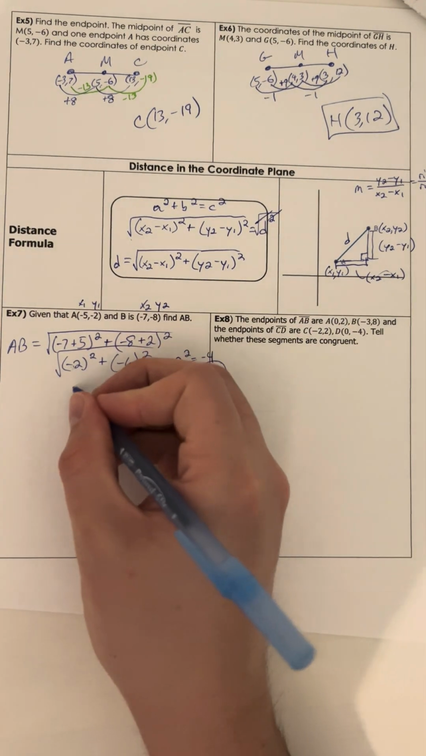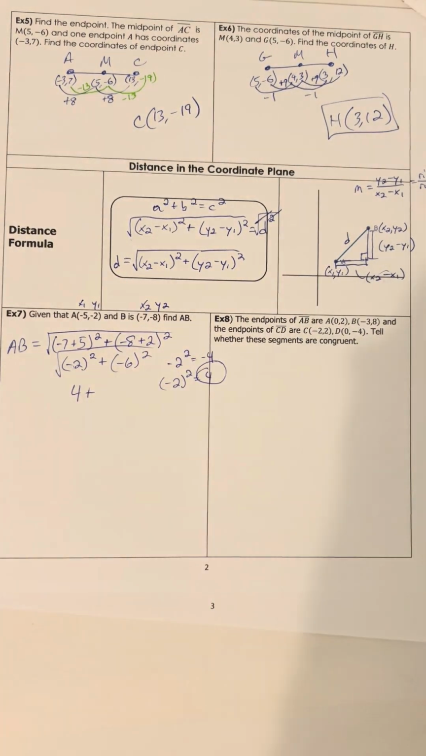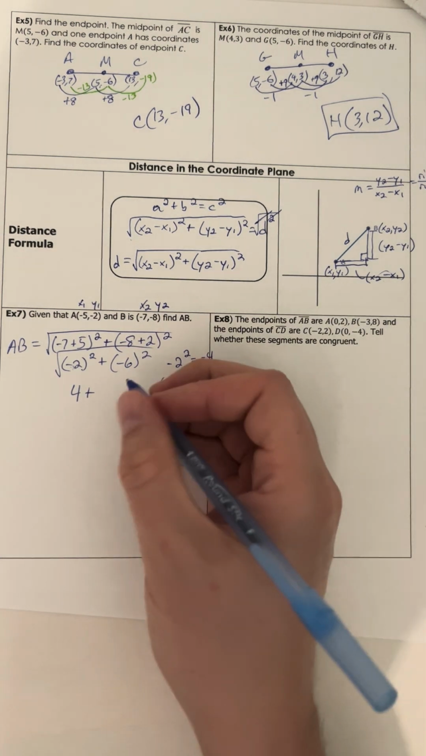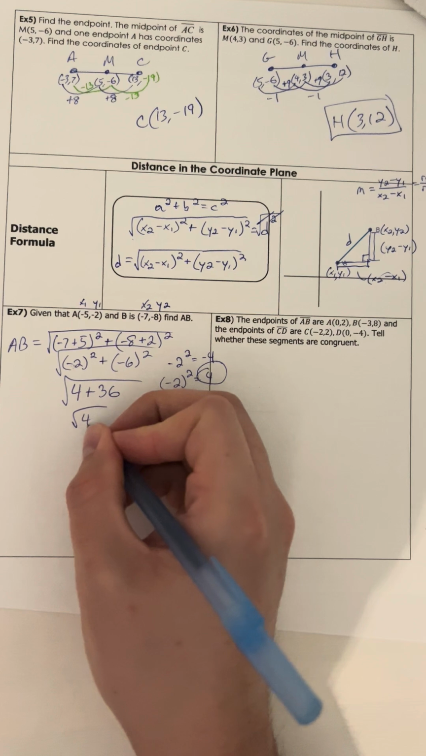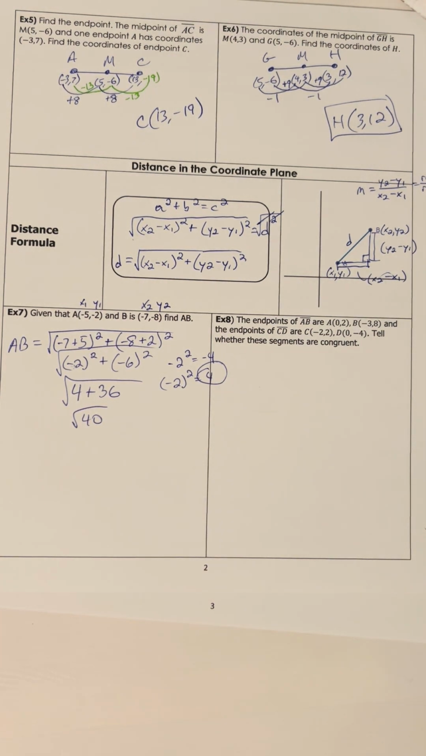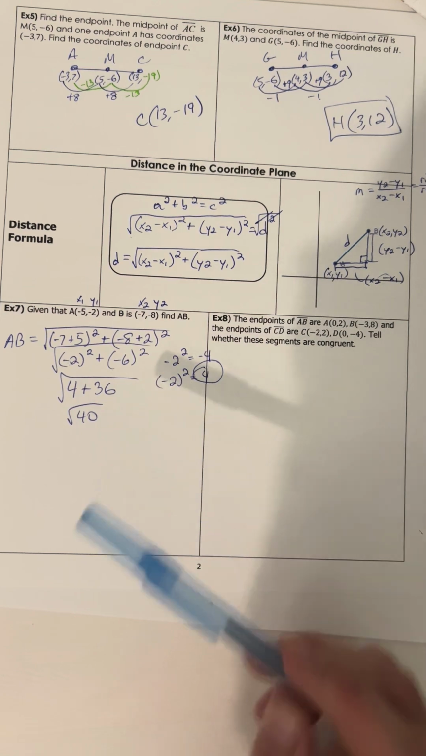So -2 squared is +4. It should always be positive anytime you square a number. And -6 squared is +36. Add those up, you get 40. So the square root of 40. Now, again, we're not using calculators. So we need a way of turning this into a final answer.